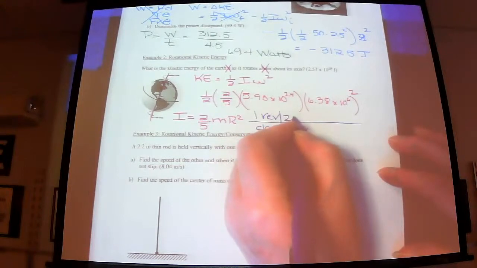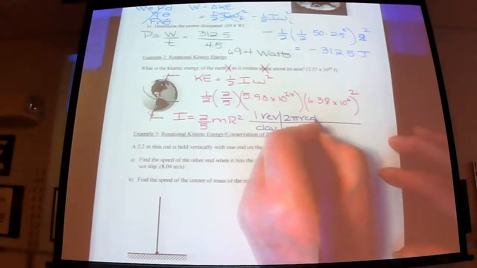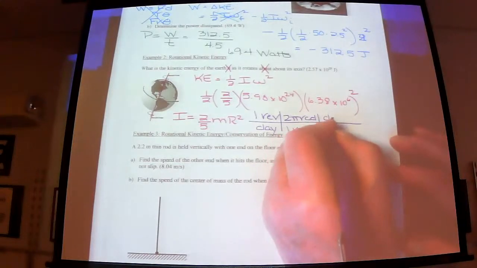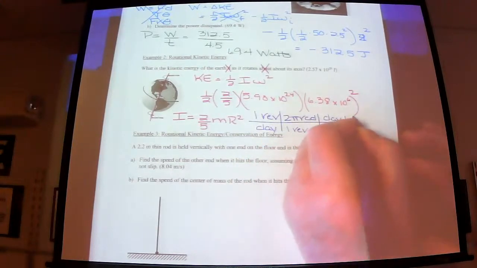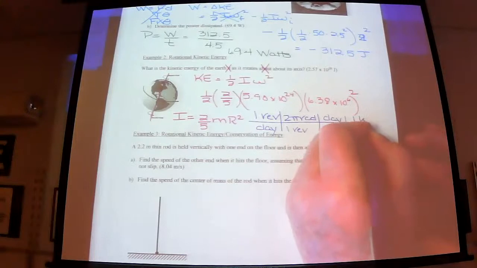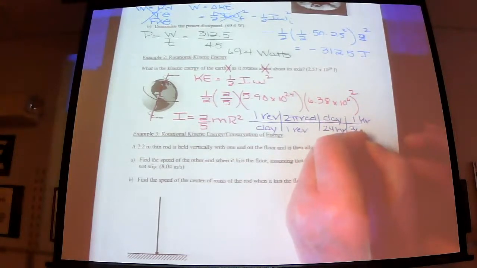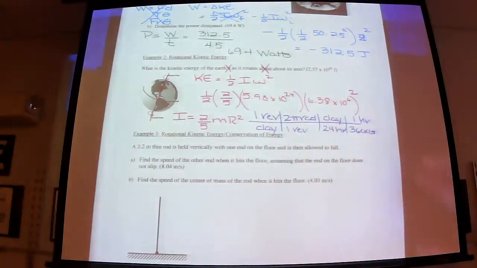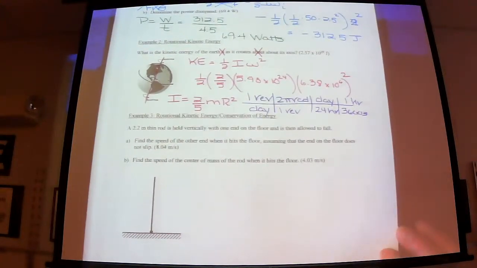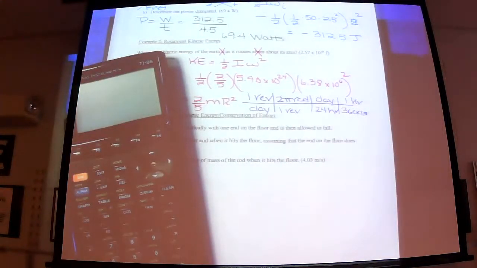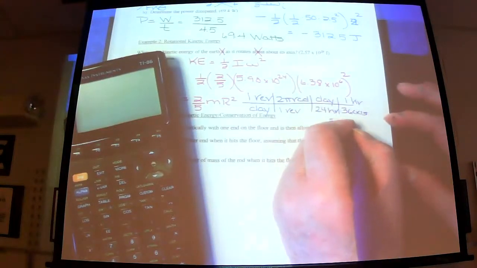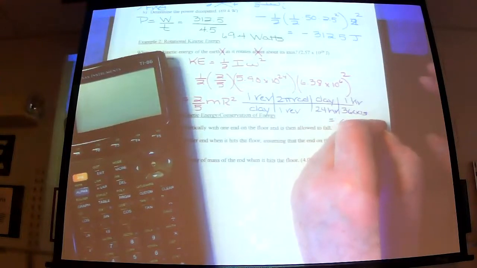1 rev is 2 pi radians a day is 24 hours. 1 hour is 3,600 seconds. That's going to be a big number. Well, no, it's going to be a small number. 7.27 times 10 to the negative 5? Are we trusting you? 4 zeros. 1, 2, 3, 4, 7, 2, 7.